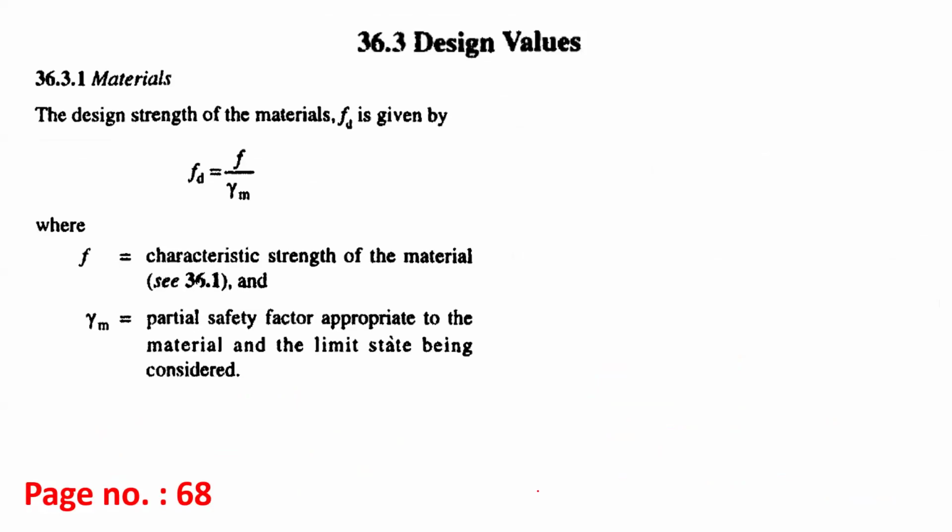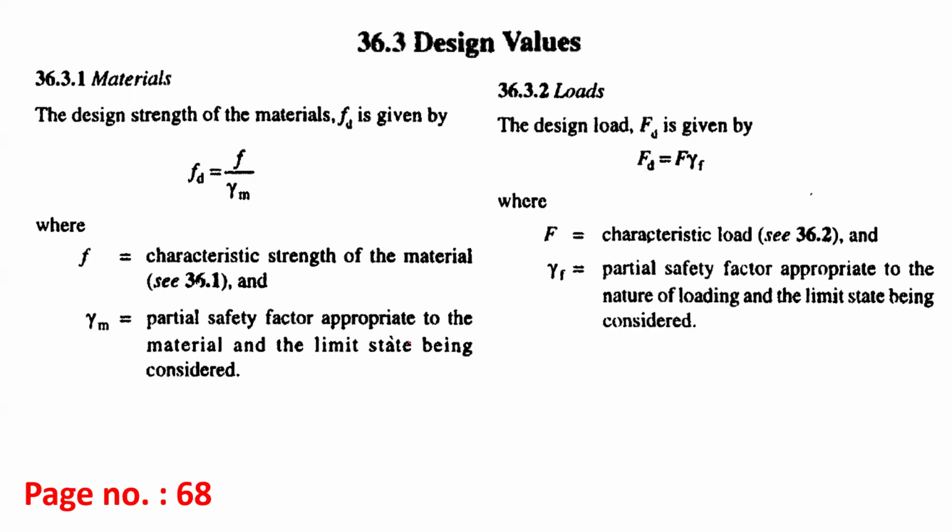Then we have page number 68, design values. So we have design strength of material is fd, that is design strength, where f is characteristic strength upon gamma m, that is partial safety factor. Partial, why we are saying? We are using two safety factors. One is for concrete, another is for steel. And therefore, these safety factors are known as partial safety factor. So for design strength, we are going to divide the characteristic strength by partial safety factor.